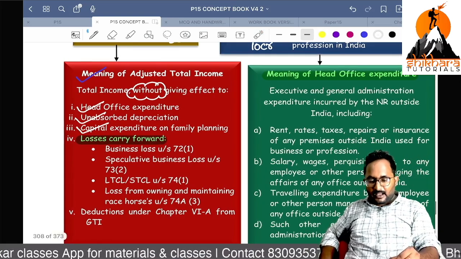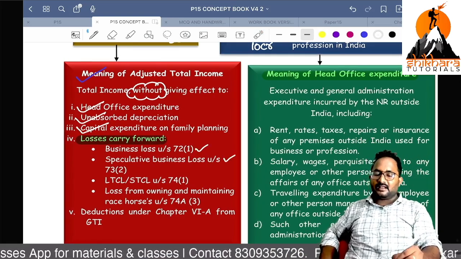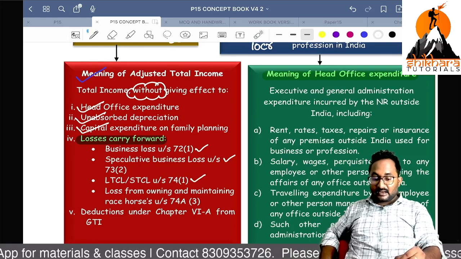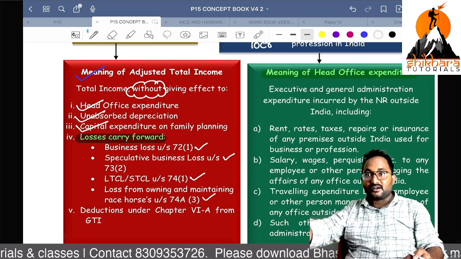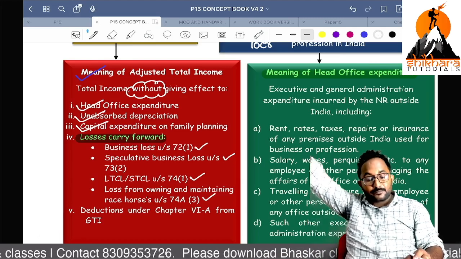What are the losses? Business loss, speculative business loss, long-term capital loss, and the last one, horses. And in one exam, they tested the adjusted total income. They gave house property loss.